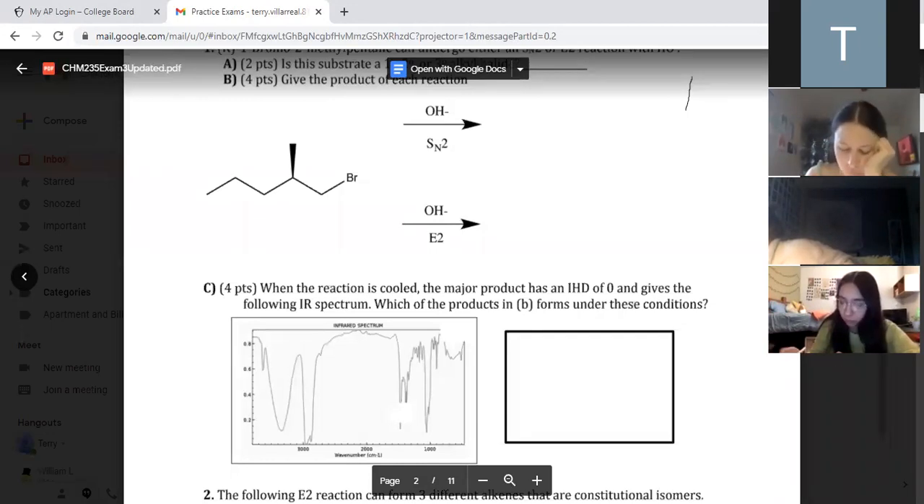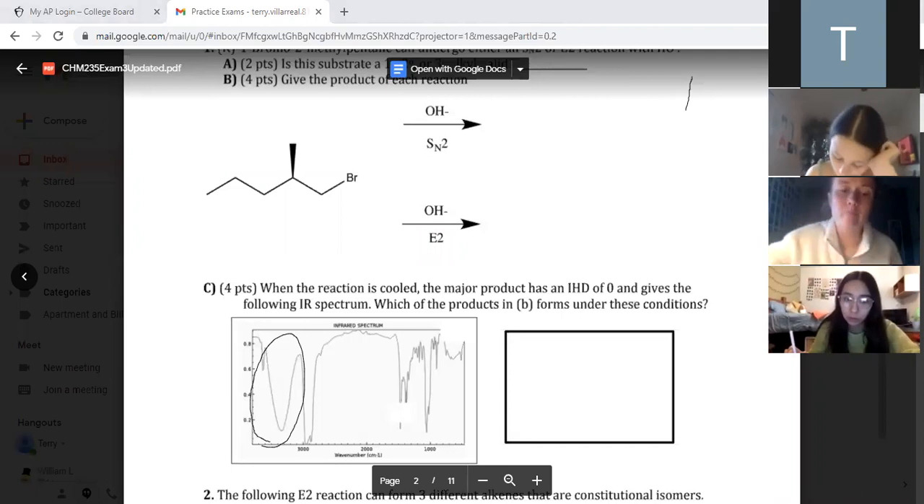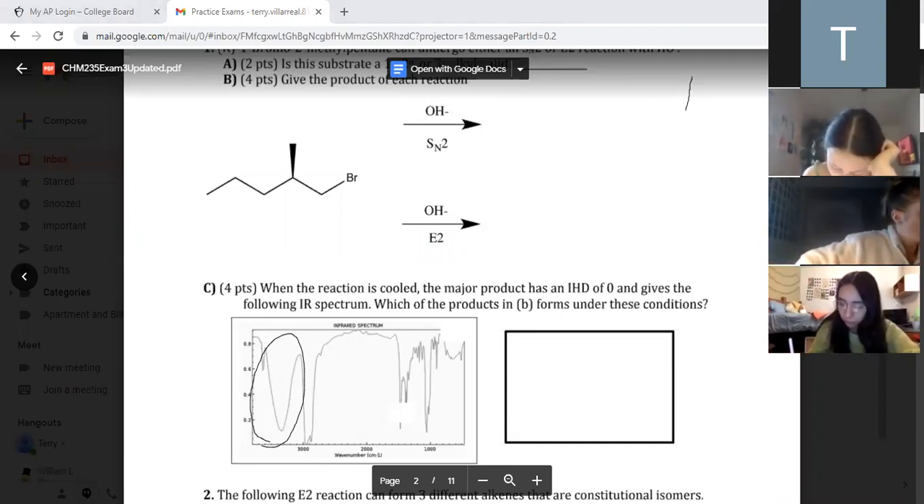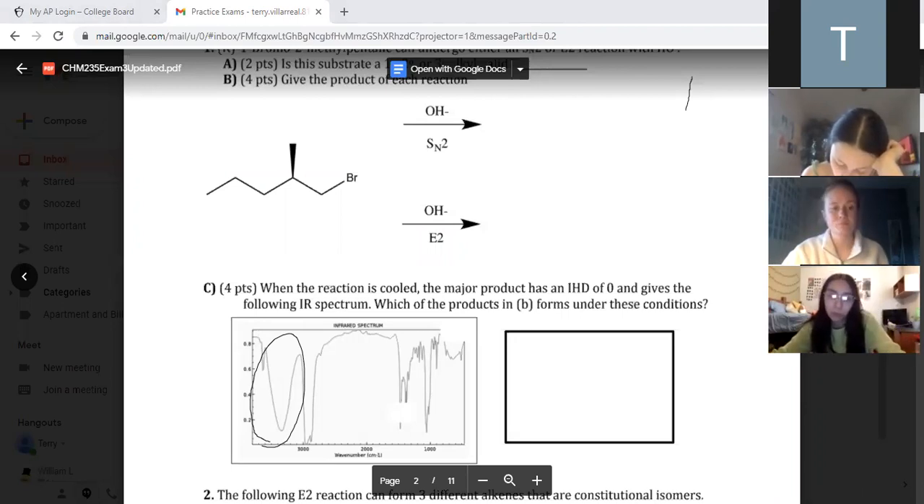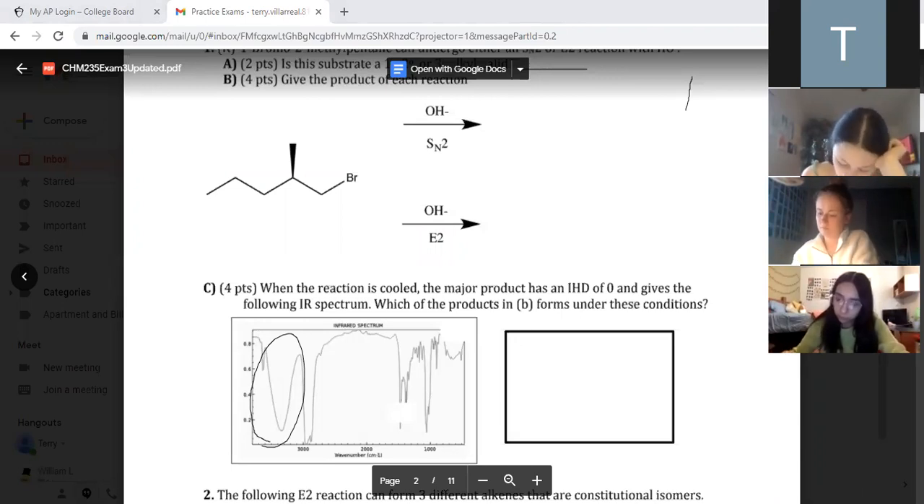Also, in your IR, what's this right here? OH. It's a big OH peak, right? And you only had that OH in your SN2 one. So there's two things here that you can fall back on to say that this is the SN2 product. Does that make sense? Any questions? All right.